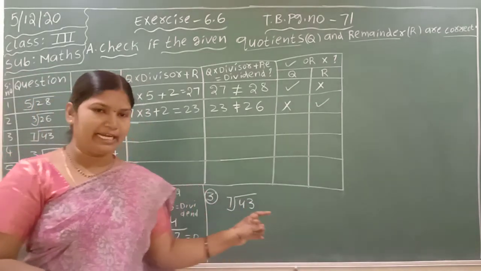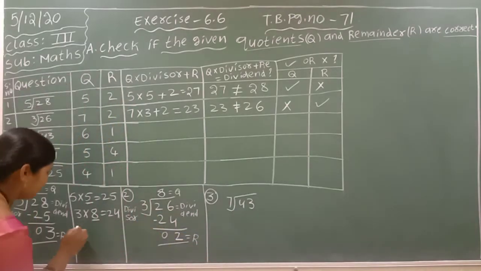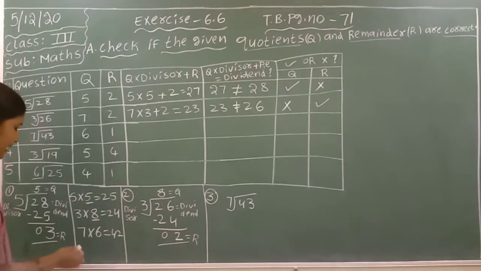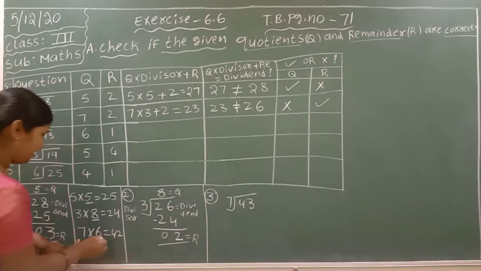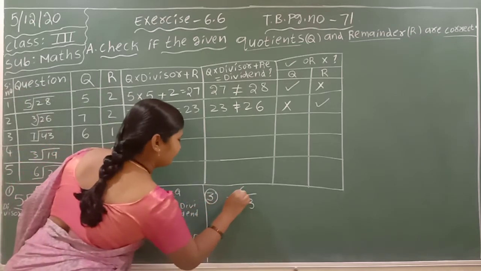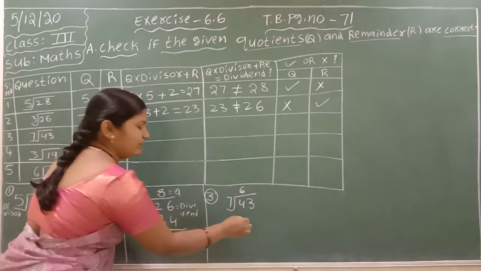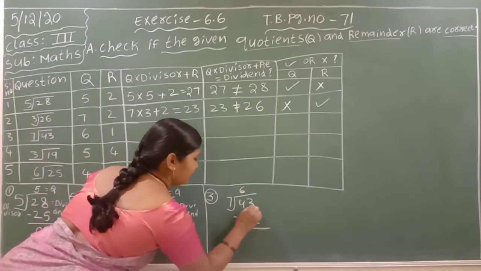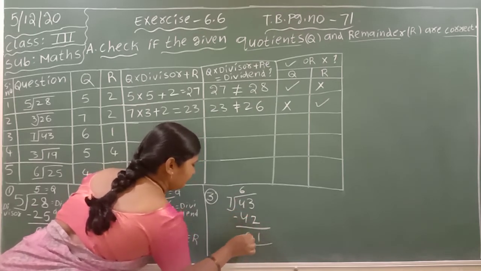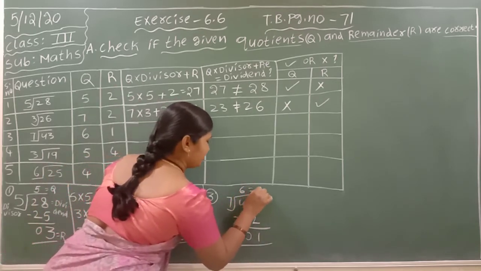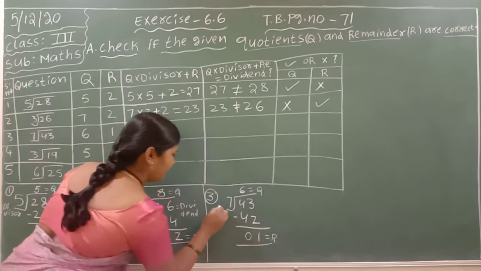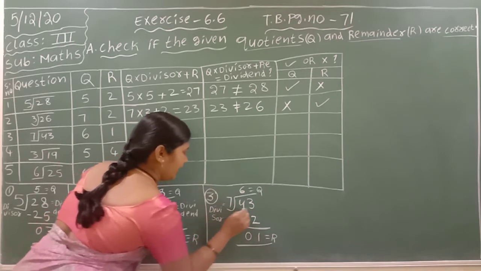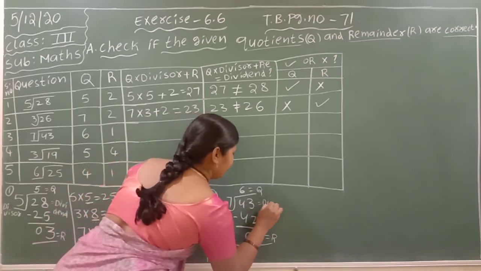7 7 is 49. Here you have to take 7 6 is 42. Why? Because 49 is the big number. 7 already is there in the divisor place. 6 write down as a quotient. And these two numbers multiplying means you are getting this answer. 7, 6 is 42 minus 3 minus 2, 1, 4 minus 4, 0. This 6 becoming as quotient, this 1 becoming as remainder, this 7 is becoming as divisor, and this 43 is becoming as dividend.